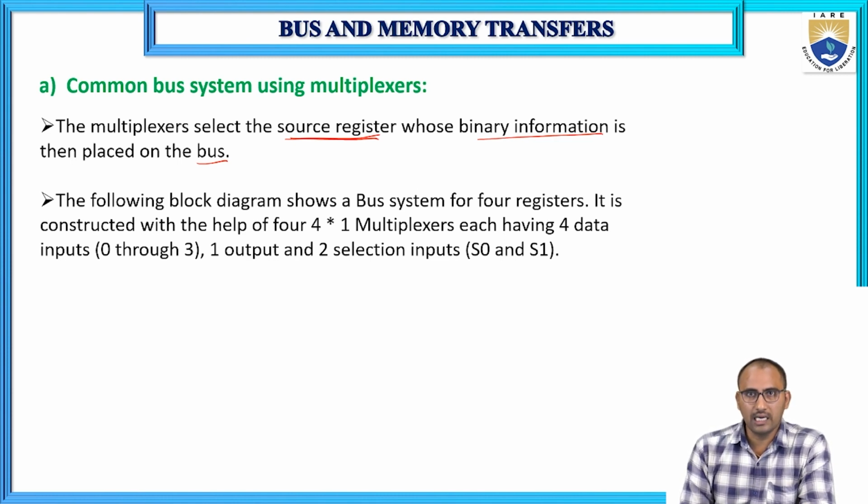In order to understand this concept, let us consider a block diagram with a bus system for 4 registers. It is constructed with the help of four 4x1 multiplexers. A multiplexer has n number of inputs, 1 output, and selection lines. See here, the 4x1 multiplexer has 4 data inputs, 1 output, and 2 selection inputs.